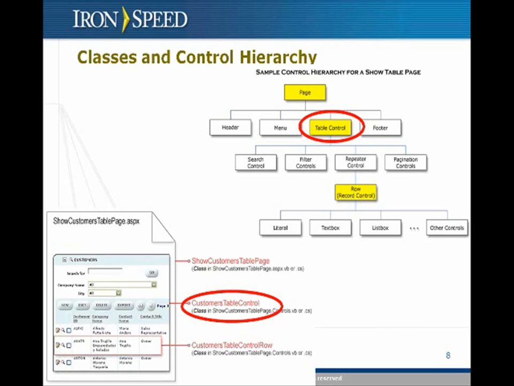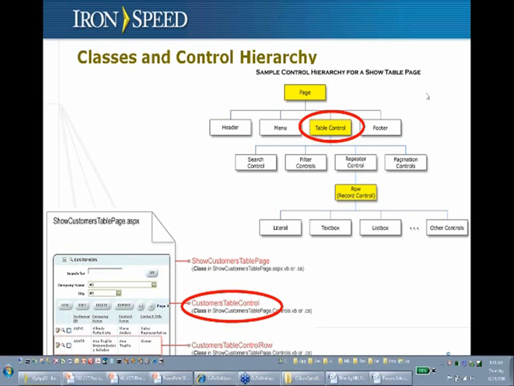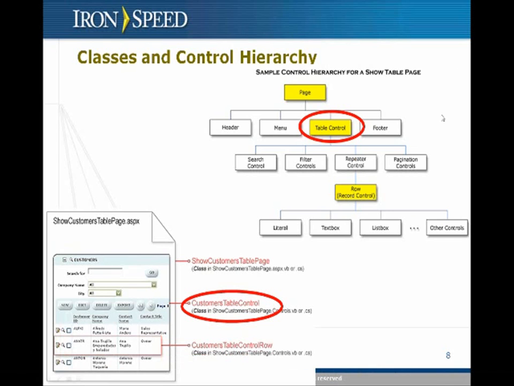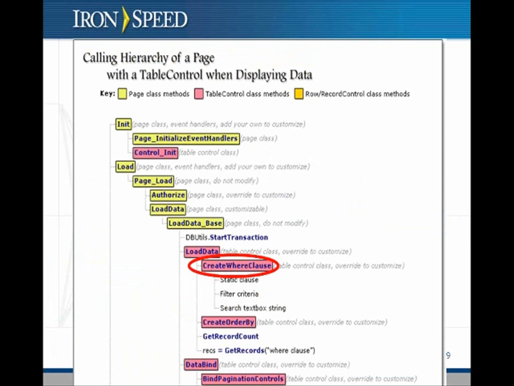Our code customization here is being done at the table control level, because the table control essentially defines the where clause, not the individual row. So that's what we are trying to accomplish over here, is to do the code customization at the table control level. Within the table control level, of course, what we want to do is modify the CreateWhereClause here.